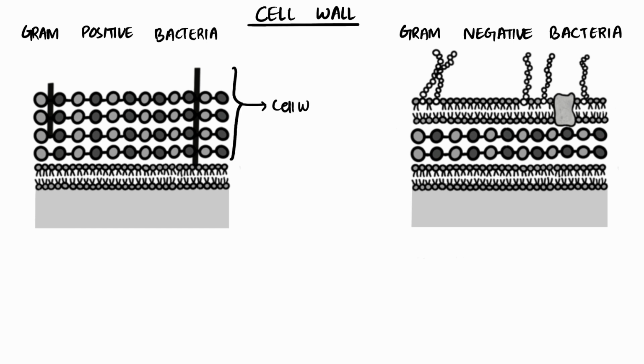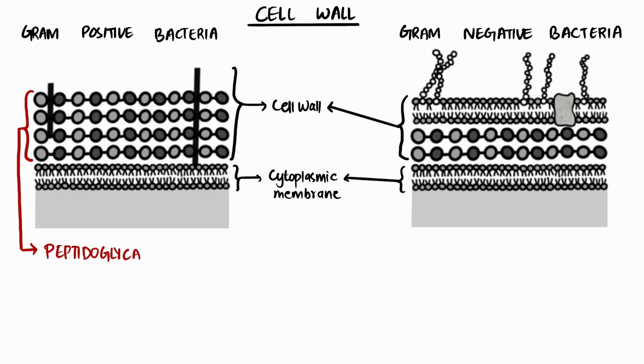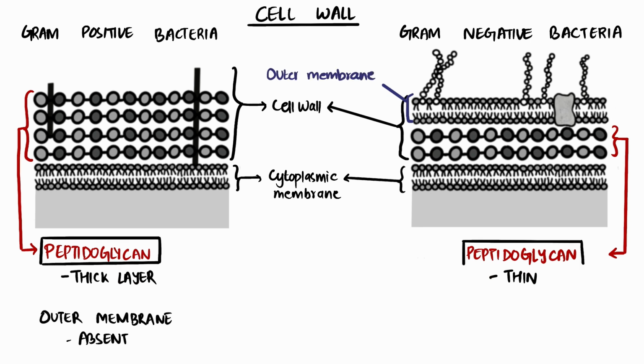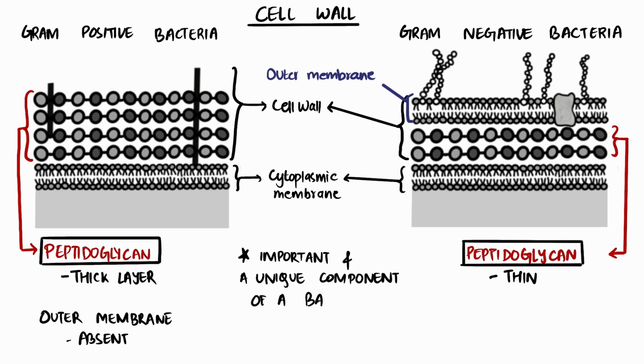So this is the cell wall, this is the cytoplasmic membrane. The cell wall is mainly composed of peptidoglycan, and as you can see, the gram-positive bacteria have a thick peptidoglycan layer as compared to gram-negative bacteria, which have a thin peptidoglycan layer. The gram-negative bacteria also have an extra outer membrane, which is usually absent in the gram-positive. This peptidoglycan layer is an important and unique component of a bacterial cell wall.